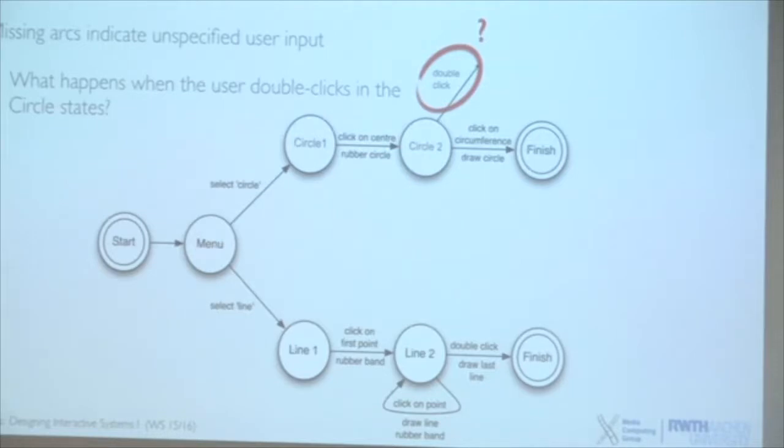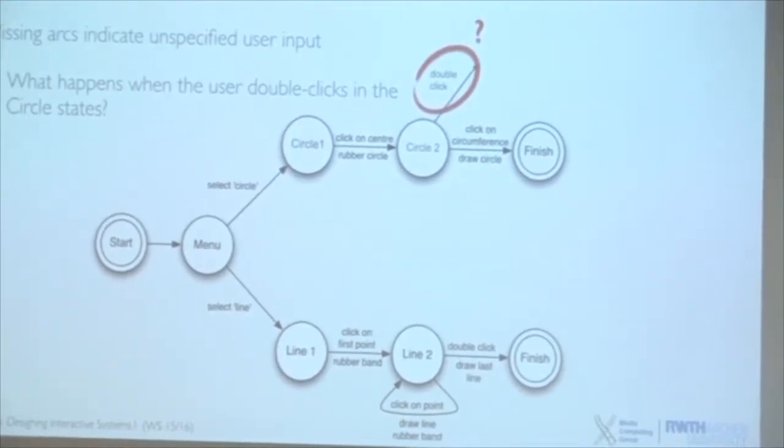What do you think should be the default semantics of something that is not specified in an STN? What should the system do when a user input happens that isn't specified? Ignore. Ignore, yeah. That would be the default implementation, right? So by default, since we didn't specify what a double click should do, the system would do nothing, right? Because this was not a valid input, if you like, not a valid transition to move out of that state.